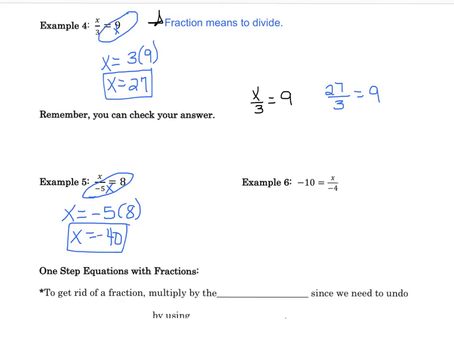Negative 10 equals x divided by negative 4. Again, circle your numbers, negative 10 and 4, and now you're going to multiply. So you have negative 10 times negative 4 equals x. A negative times a negative is a positive, and 10 times 4 equals 40. So 40 equals x. And check your answer. See if that makes sense. We're going to substitute 40 for x, and 40 divided by negative 4, does that give us negative 10? Yes, it does.